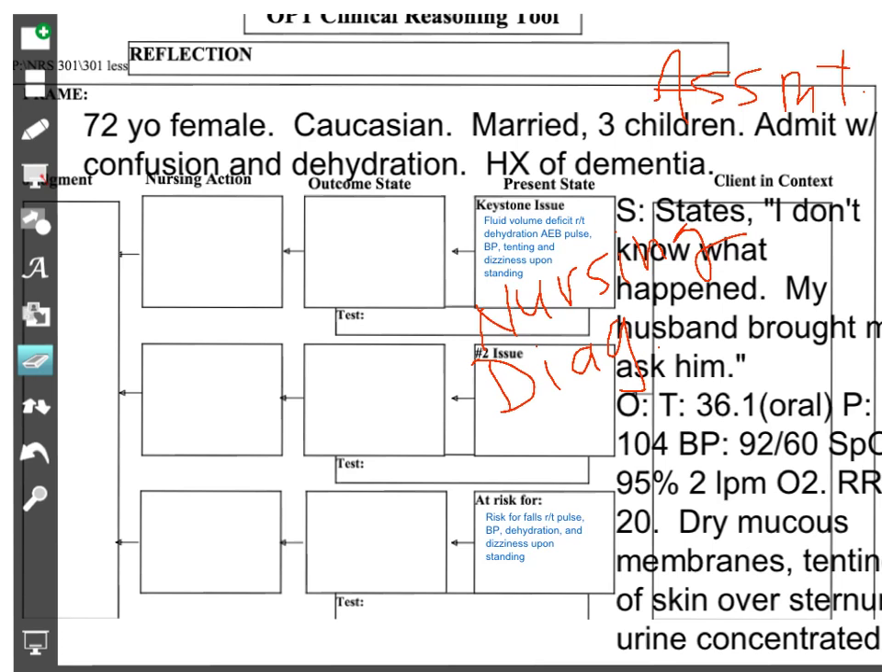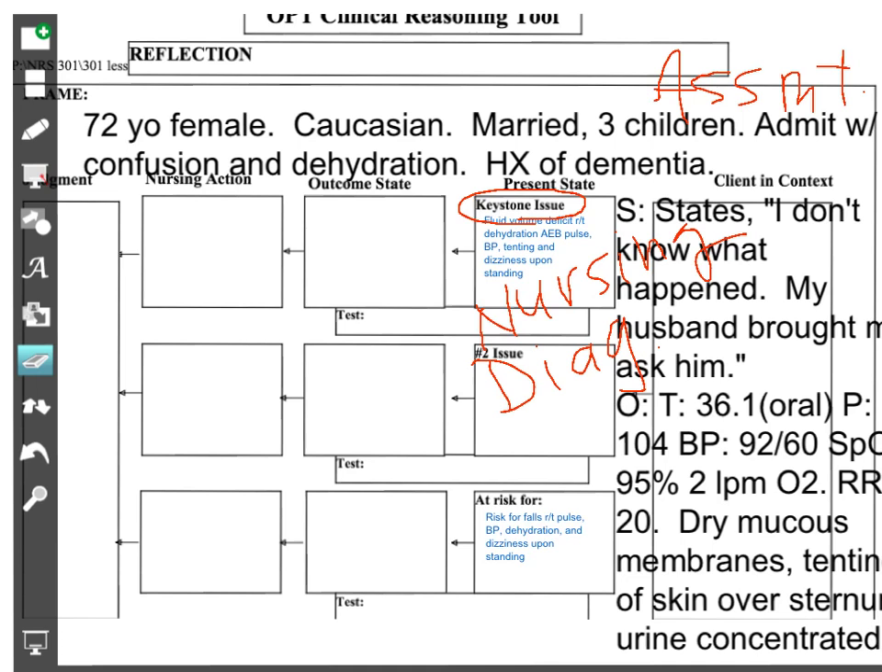Now, one thing that you're noticing about this form is that it's using some language like keystone issue. We're not going to focus on that in this semester. You're going to focus on that more next semester. But here's what I want you to know now about keystone issues. Keystone issue is the top dog in terms of nursing diagnoses. In other words, it's the thing that if you fixed that, because you're working so hard and prioritizing on that nursing diagnosis, if you work toward resolving that nursing diagnosis, then other things will be resolved as well.